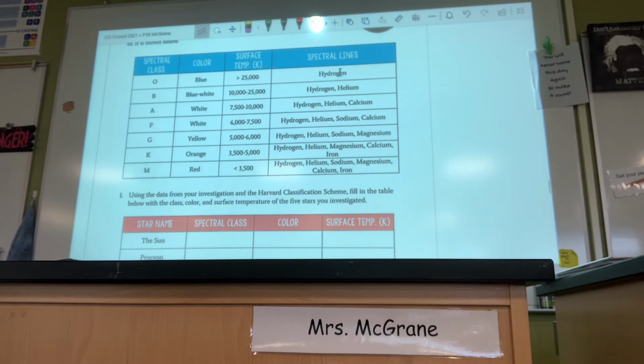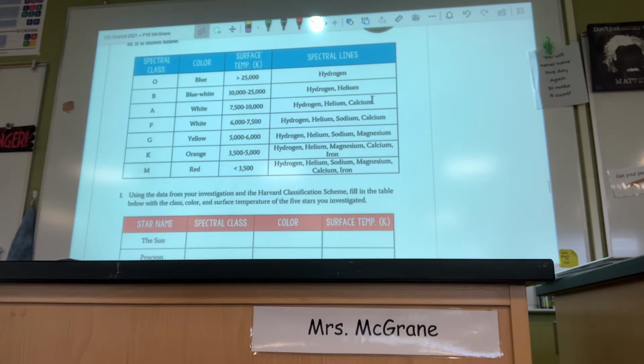Is hydrogen in the sun? Yes. Okay. So if hydrogen's in the sun, all of these stars have hydrogen, so it could be any one of them yet. Is helium in the sun? Yes. Okay, so it could be any one of these. It's not going to be an O star because there's no helium in that, but it could be any of these still.